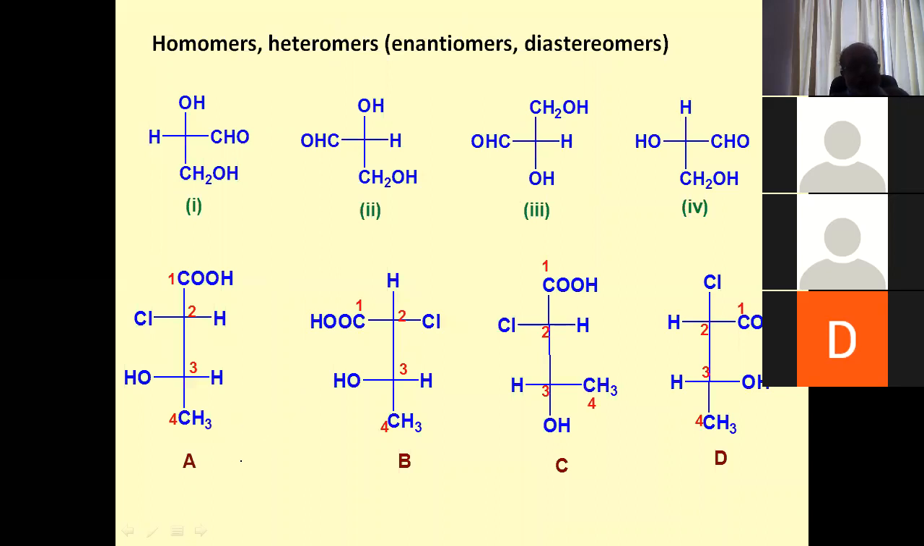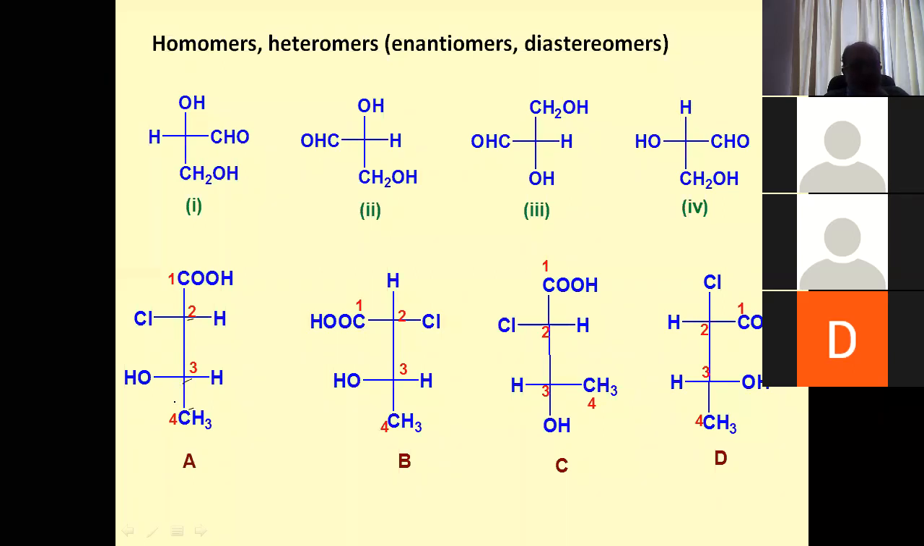Now tell me, here we have written 4 structures A, B, C, D. From here we have to identify which pairs are homomers, which pairs are enantiomers, and which pairs are diastereomers. Here we have numbered the carbon atoms because of IUPAC numbering. This will get carbon number 1, this is carbon number 2, this is carbon number 3, and this is carbon number 4.